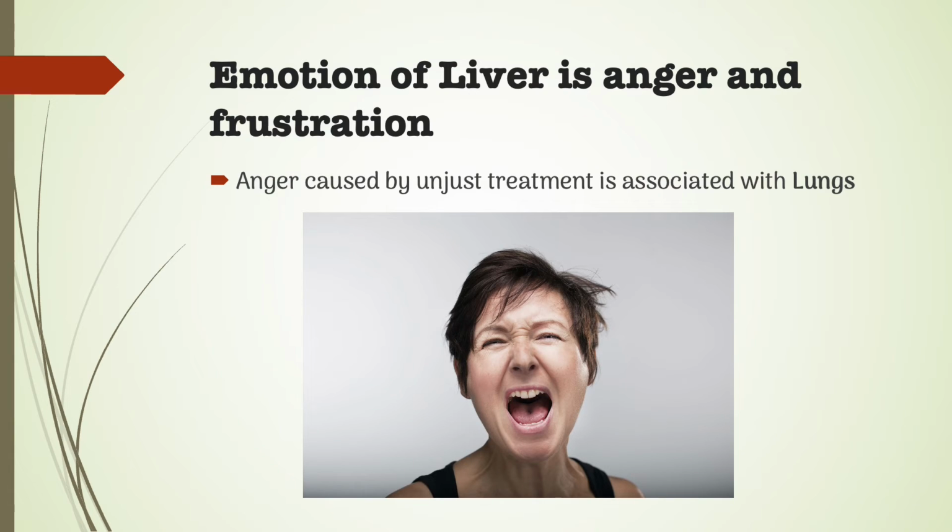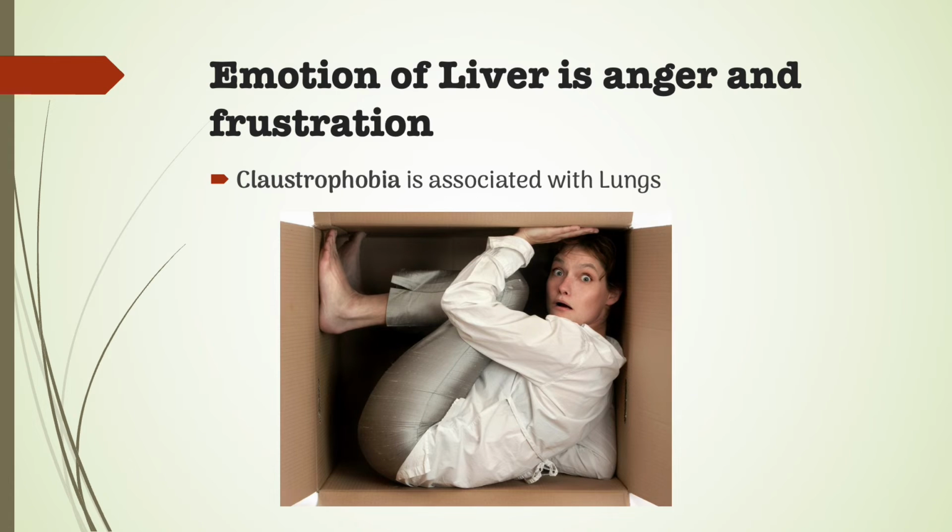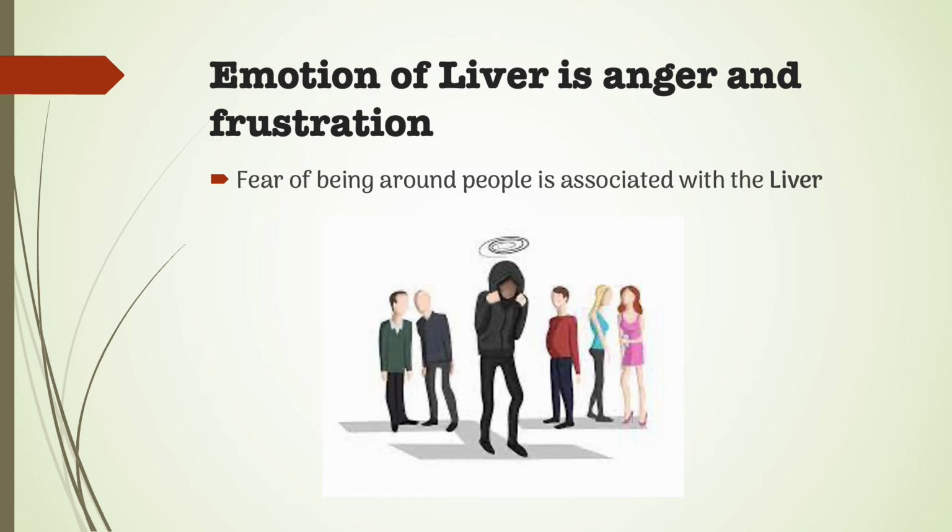Anger caused by unjust treatment is associated with the lungs. Tolerance and flexibility are antidotes and moisten the heat of anger. Claustrophobia is associated with the lungs. Fear of being around people is associated with the liver.